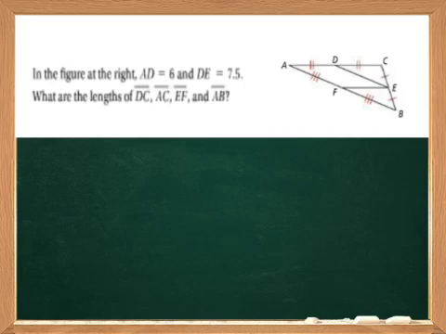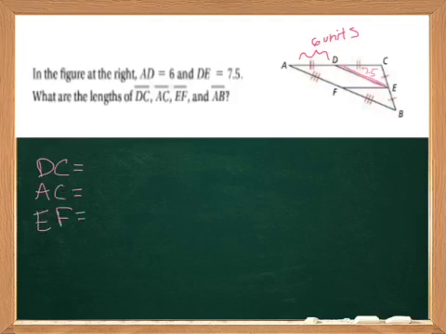Now in the figure at the right, AD is 6 units, so this small piece is 6 units. Notice that there's no line over AD because we're talking about its measurement. DE is 7.5 units, so this piece here is 7.5 units. And they're asking for the lengths of DC, the length, so we're not going to put the line anymore, AC, EF, and AB. Well, given what we have, let's fill in as much information as we can.